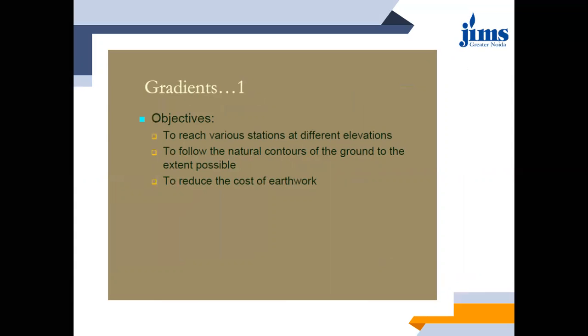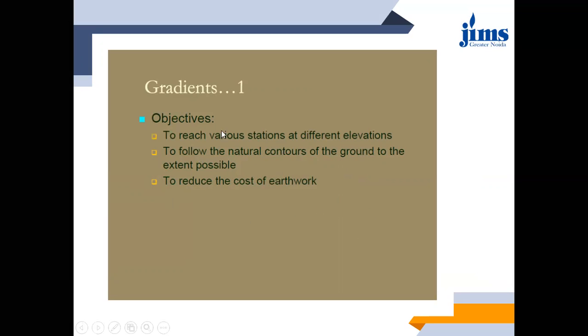See, if instead of going with the natural contours of the ground, you try to alter those topographical variations, then what will happen? It will obviously incur a large amount of construction cost. Plus, it won't be that feasible. It won't even be feasible at some places.